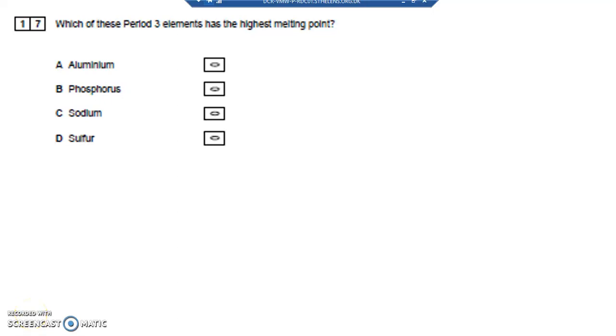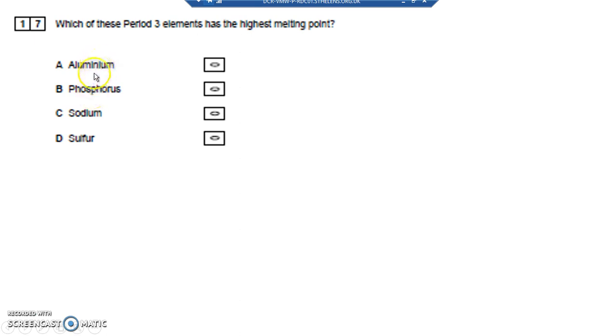Question 17. Which of these period 3 elements has the highest melting point? Well, we've got a mixture of metals and non-metals, so we're looking for something metallic on the left of the periodic table. So aluminium and sodium are metals, phosphorus and sulfur are towards the right, they're non-metals. So it's either between A and C as metals having strong metallic bonding, rather than something with molecular bonding like phosphorus and sulfur. Aluminium forms Al3+ ions because it's in group 3.